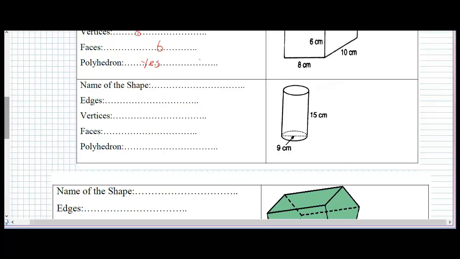Let's go next. Here we have 2 bases. We have base up and base down. What is the kind of the base? It's a circle. If we have 2 bases, up and down, and the base is a circle, so this is a cylinder.